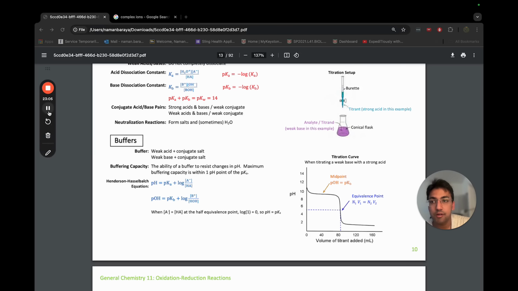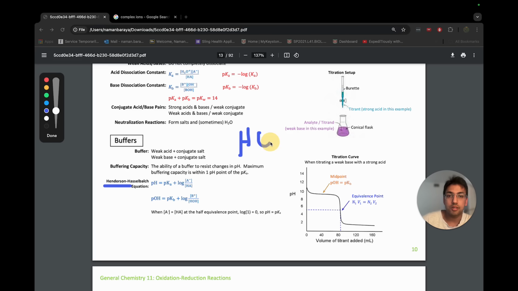Okay, now we have buffers. Buffers are very important physiologically. It's basically we take a weak acid or a weak base and its conjugate salt, and it resists the changes in pH. So it's really important in your body to have buffers, like the HCO3 system. This is a weak acid, right? And so it helps to buffer and resist changes in pH. Okay, HCO3 is a weak base, I should mention, because you can form H2CO3, and this is kind of the equation that happens.